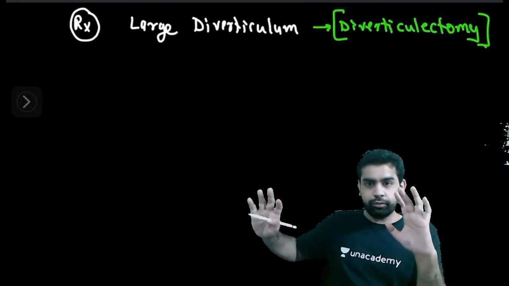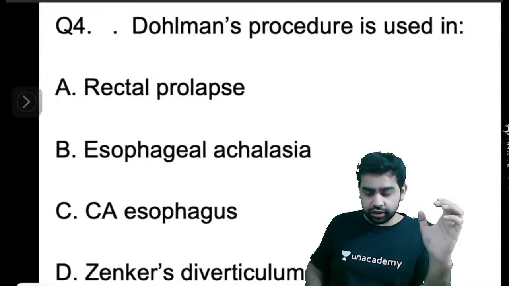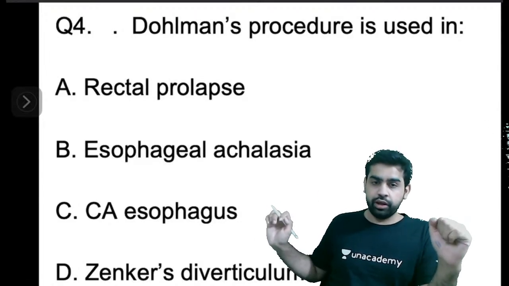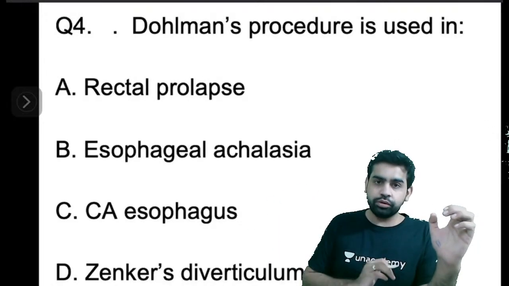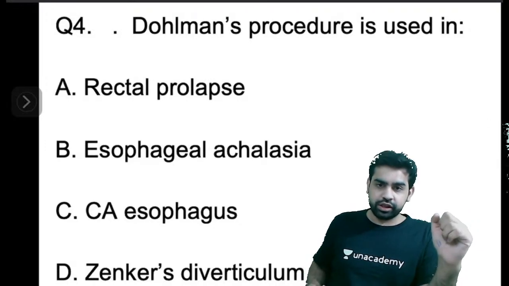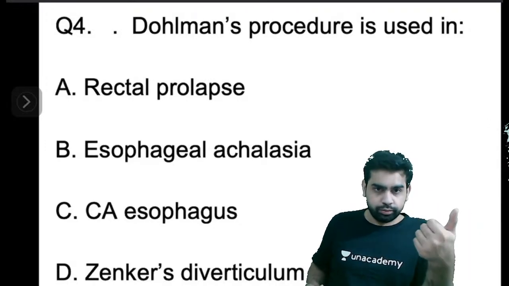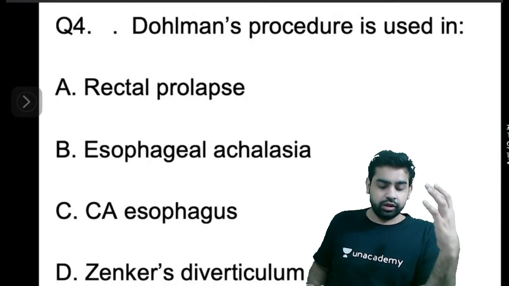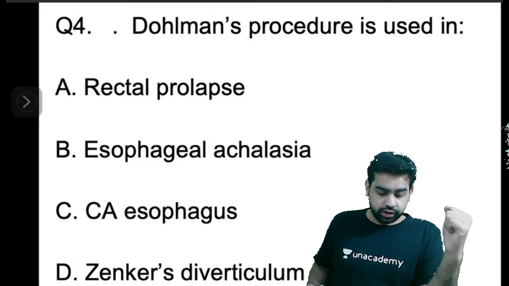Now before I proceed forward and tell you about something else, can you please tell me, there is something called Dohlman's procedure. Guys, this Dohlman's procedure is done for what? Is it done for rectal prolapse? Is it done for esophageal achalasia? Is it done for carcinoma esophagus, or is it done for Zenker's diverticulum? Can you please tell me, guys, this is basically done for what?